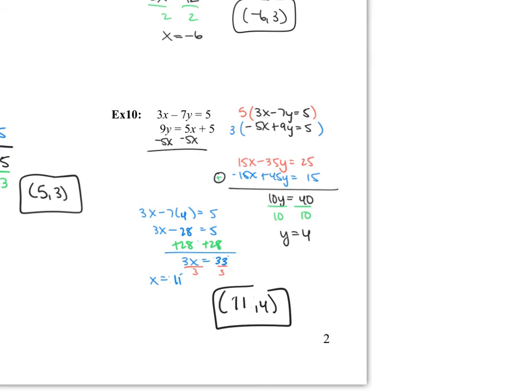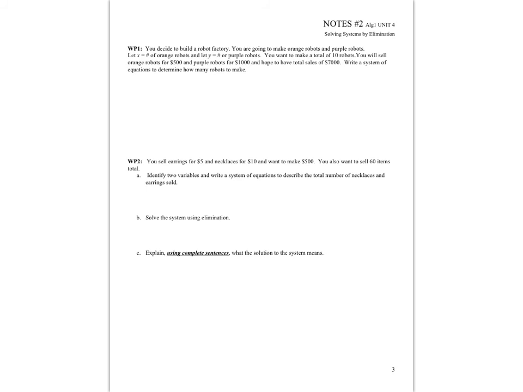I then replaced y in my very first equation with 4 to get 28. I added 28 to both sides to get 33, and then divided both sides by 3 to get 11. So my point of intersection would be 11, 4. Next, we're going to get into word problems.